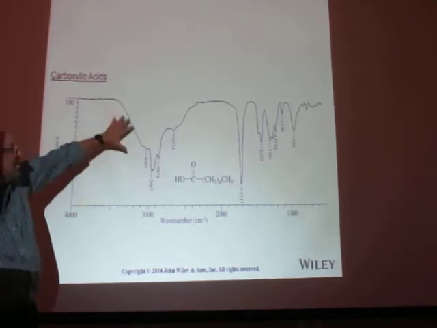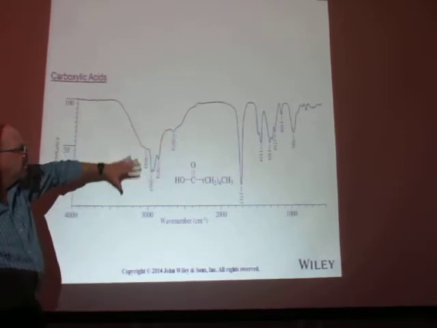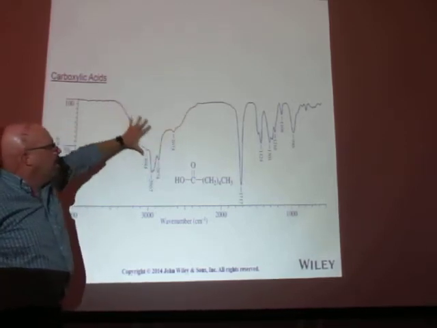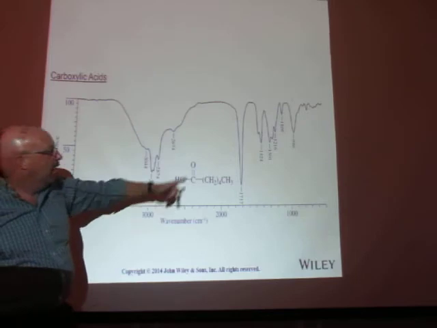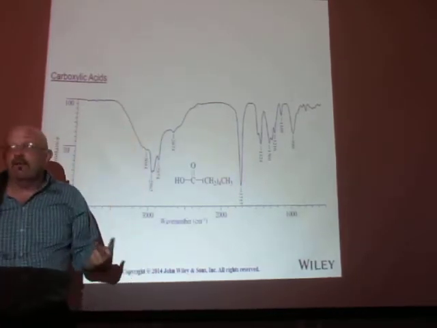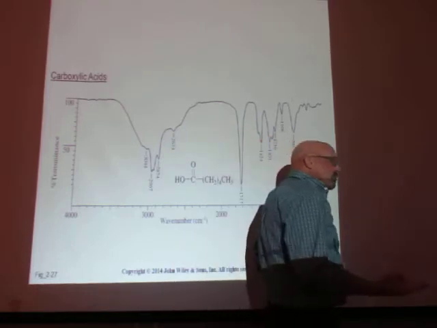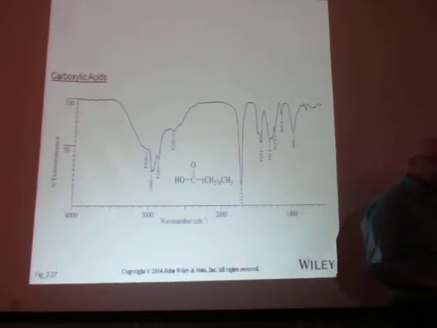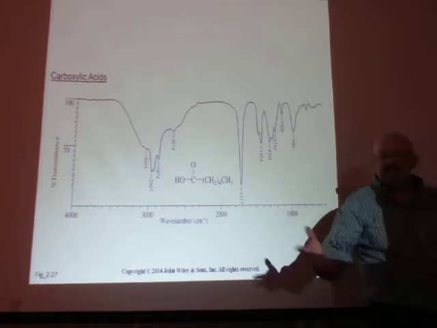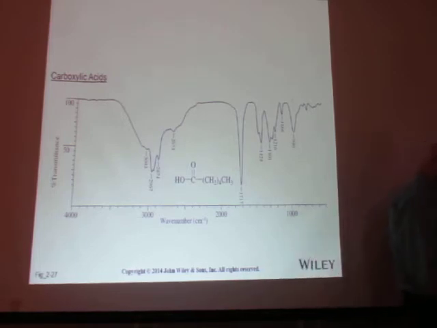But carboxylic acids, there's nothing else that's going to look like a carboxylic acid. You're going to have that big, broad mess down here that's ugly, and you've got a carbonyl. You have to have both of them to be a carboxylic acid. So alcohols are extremely easy to pick out, and carboxylic acids are extremely easy to pick out. Those are the easiest ones that we've got. Questions on that?